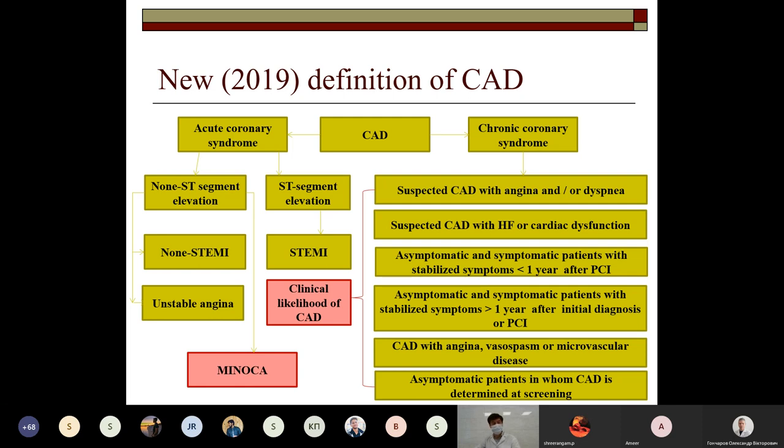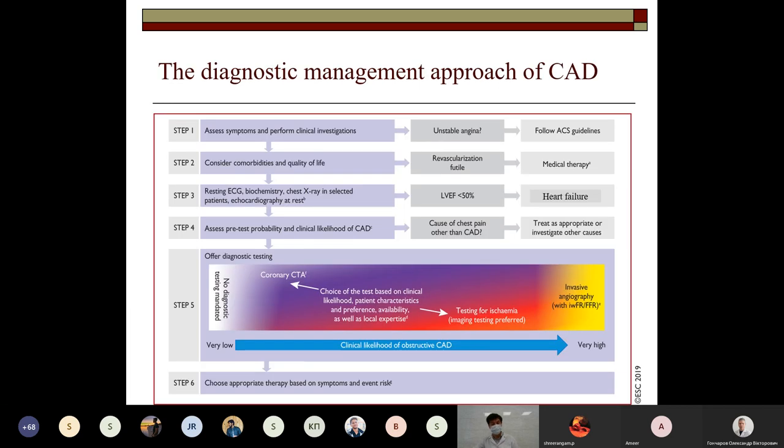The new clinical approach that we have discovered in follow-up is based on the idea that there are at least six scenarios of chronic coronary syndrome, and the separate idea that the clinical likelihood of CAD should be incorporated in the preliminary report. On the slide you can see the specific diagnostic management approach to determine CAD in patients at different risk of CAD when diagnosis is not established.